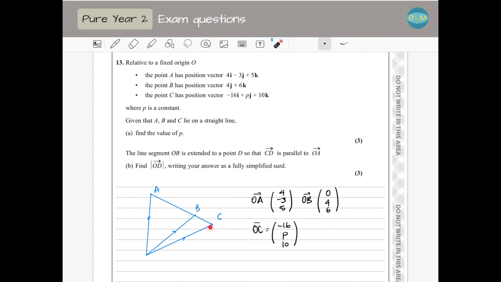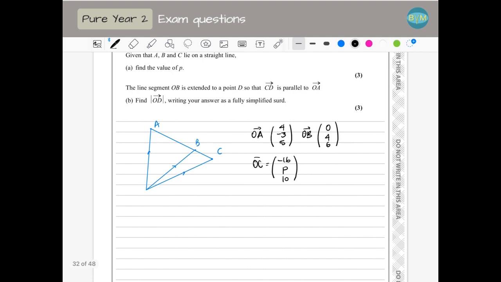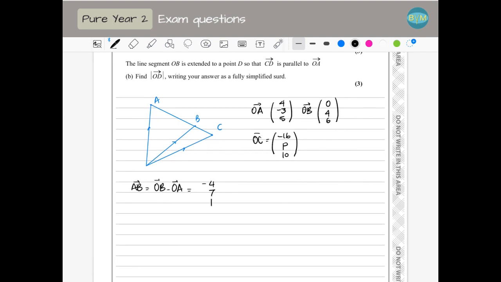If the 3 points are in a line, vectors AB and BC, or AB and AC, are going to be parallel, so the components will be proportional. So I can write the vector AB. Vector AB is going to be OB minus OA. OB is this one, OA is this one. So 0 minus 4 is minus 4, 4 minus minus 3 is 7, and 6 minus 5 is 1. So this is vector AB.